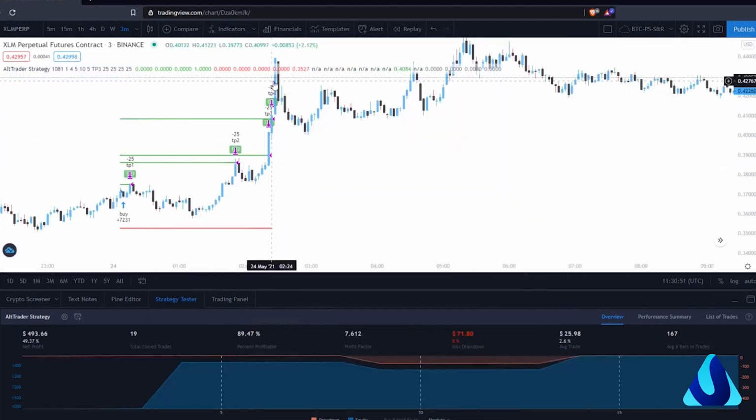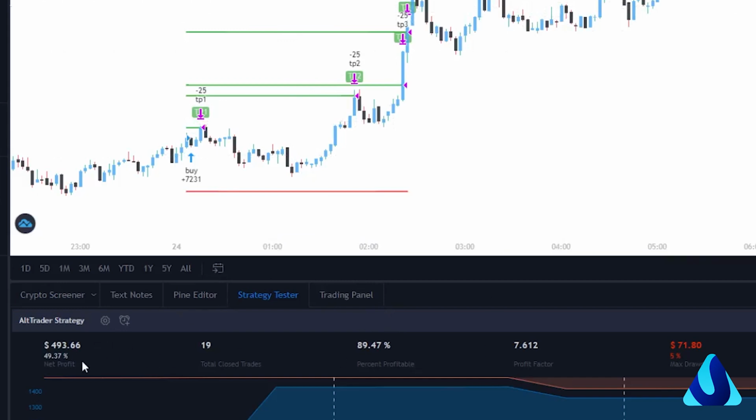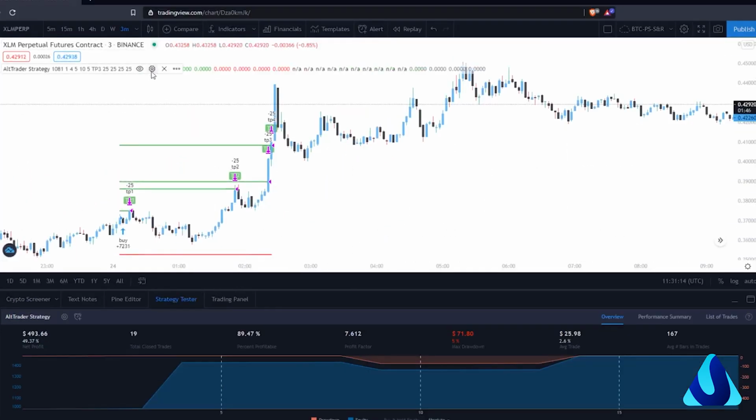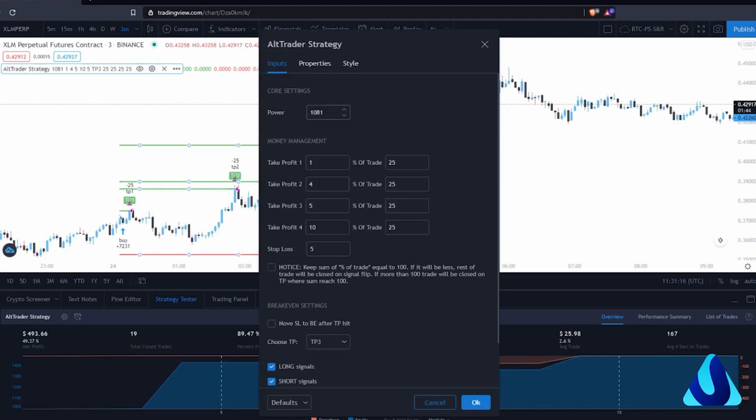Okay, so this is the XLM perpetual futures contract on Binance. Again, you'll see here we've got our net profit, we've got our percentage profit, and now you can see that this is much higher than the previous one, an 89.47% win rate essentially. And again, the settings are completely different to the EOS chart. We've got power 1081, take profit 1, 4, 5, 10, all 25% trades with a 5% stop loss, and in this case we took the stop loss off, and these are the results that we got.